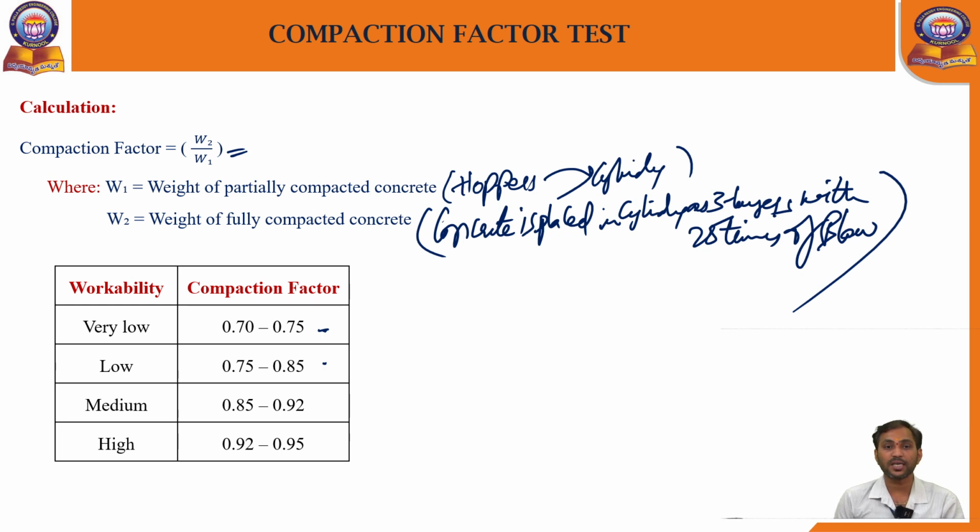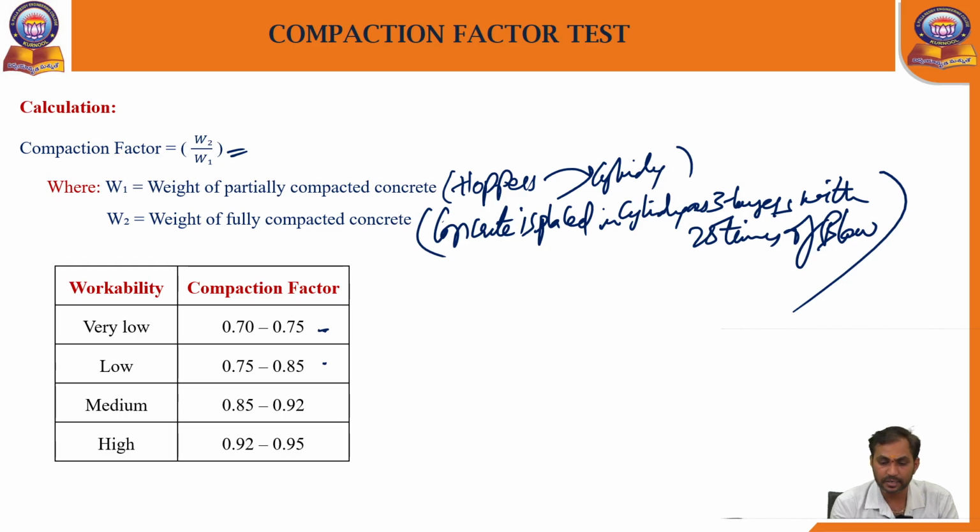If you get the compaction factor range between 0.85 and 0.92, then it is medium workable concrete. If you get the range between 0.92 and 0.95, then it is high workable concrete.